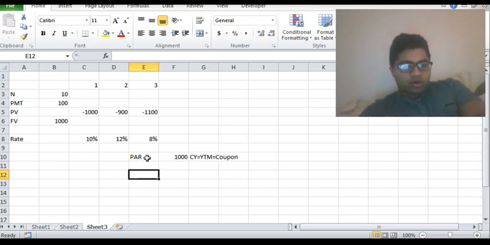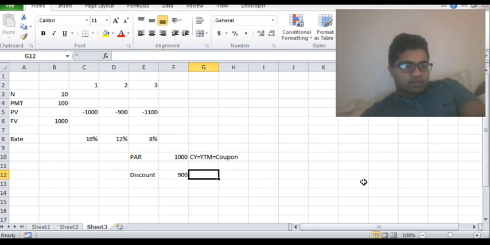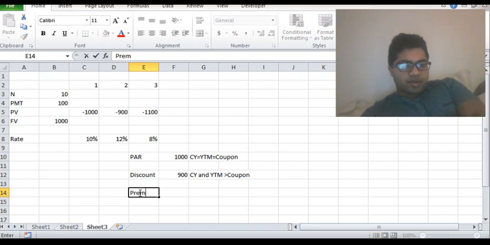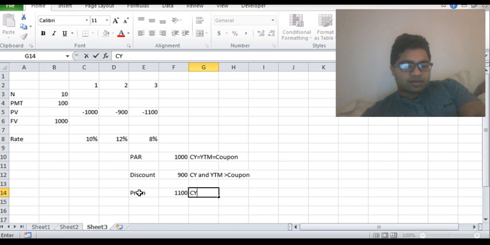Then if bonds are bought at discount, that is you pay $900 for a $1000 bond, then current yield and yield to maturity are greater than coupon rate. So you have to remember this function. If bonds are at discount, YTM and current yield are greater than coupon rate. If they are bought at premium, that is you pay 1100 for a $1,000 bond, then current yield and YTM are less than coupon rate.